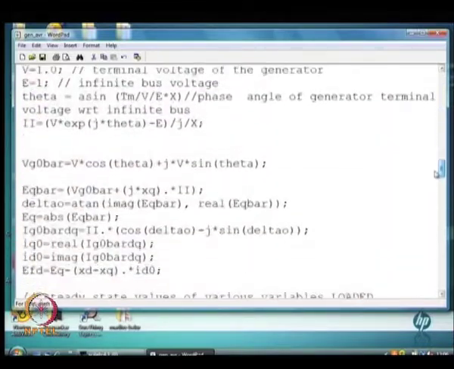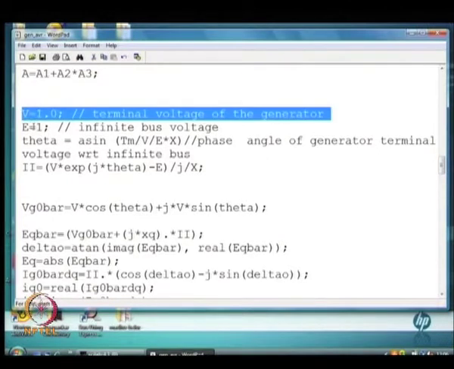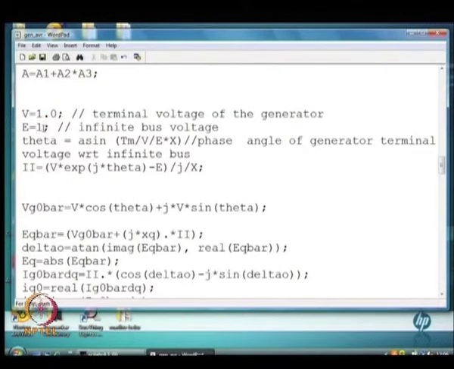Thereafter, we specify the infinite bus voltage magnitude, and we assume that the infinite bus voltage angle is 0. Thereafter, we calculate theta, which is the phase angle of the terminal voltage of the synchronous machine. This is obtained by... we have already specified what T m is.